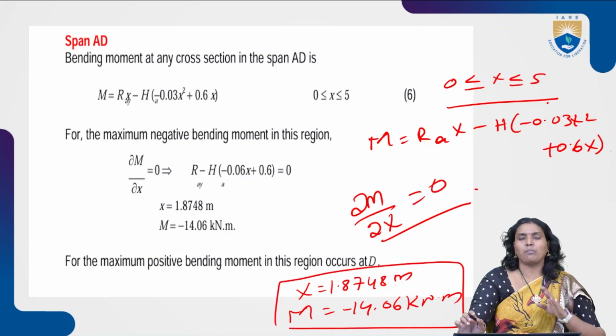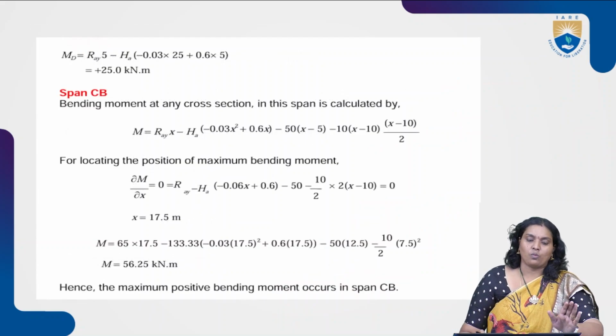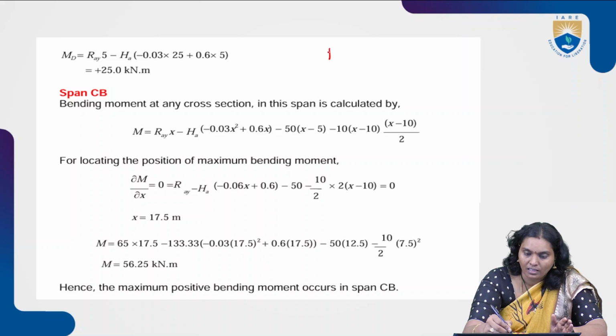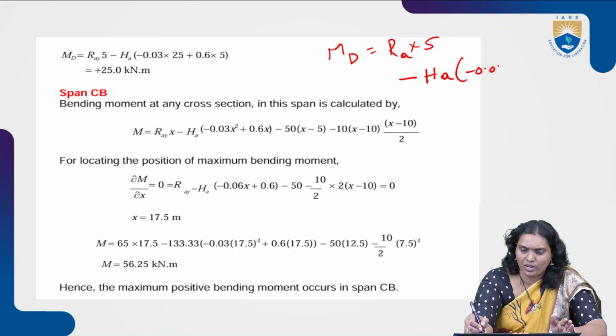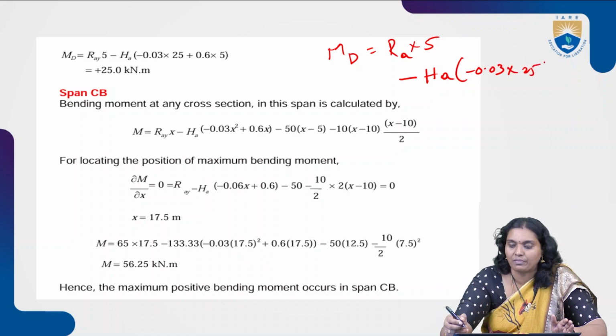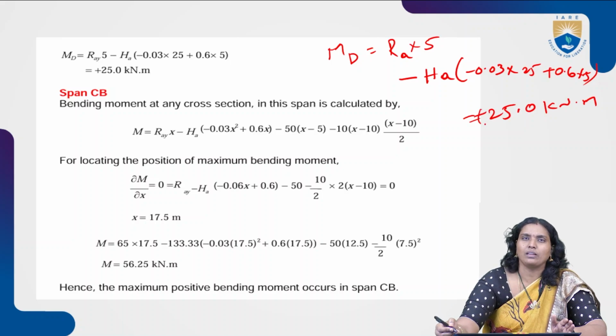For the maximum positive bending moment in the region, it occurs at D. So the bending moment with respect to D is equal to reaction at A multiplied by 5 minus horizontal reaction at A times (minus 0.03 multiplied by 25 plus 0.6 into 5). After all the calculations, we get plus 25 kilonewton meter.